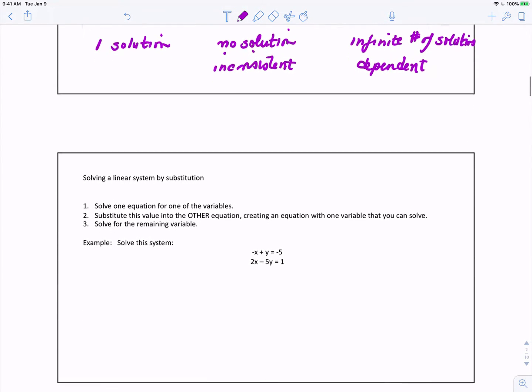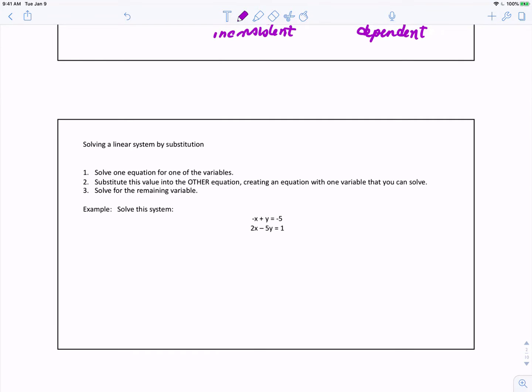So let's review solving a system by substitution. Basically, these are the three steps you're going to follow. You're going to solve one equation for one of the variables. You're going to substitute this value into the other equation, creating an equation with one variable that you can solve. And then you'll solve for the remaining variable. So here's an example. To solve this system, I'm going to solve this first equation for y, so I'm going to get y by itself.